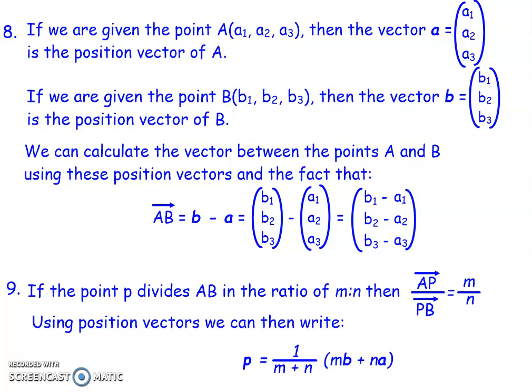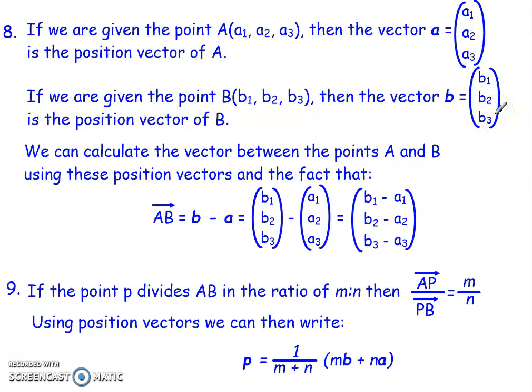Next point is, imagine we're given the point A, so it's defined as having the location of A1, A2 and A3. What we get is we can then say that the vector A, which is the equivalent of this column vector here, A1, A2 and A3, gives me the position vector of the point A. Similarly, if we were to be given a point B at the location of B1, B2, B3, we could define a position vector B of that point as a column vector using the B1, B2 and B3.